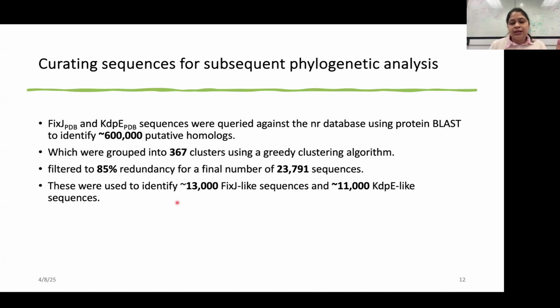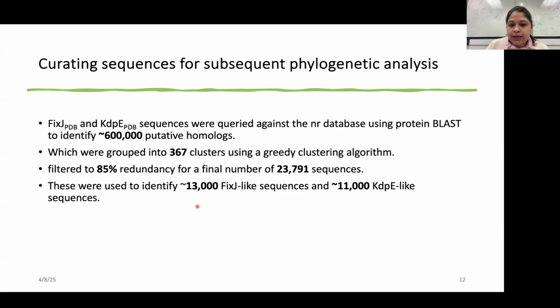And we identified around 600,000 putative homologs, which is a lot. So what we had to do was really form clusters of similar sequences and see if we can filter them down. And we used a greedy clustering algorithm just to break them into clusters. We had about 400 clusters, and then we filtered them to 85% redundancy for a final number of 23,000 sequences. And these sequences, when you looked at them, there were around 11,000 KdpE-like sequences and 13,000 FixJ-like sequences.